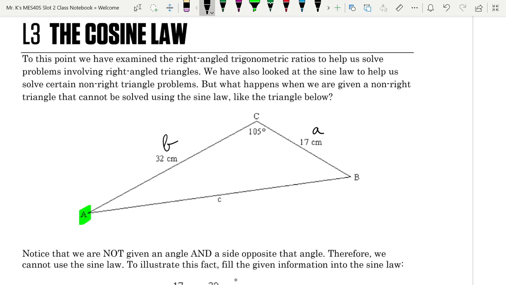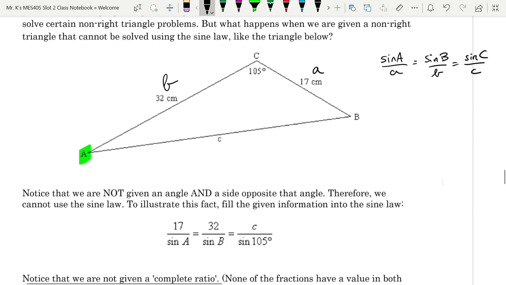Well, the formula for sine law is sine A over A equals sine B over B equals sine C over C, right? That's the formula. Okay, now in the next step, we can scroll down a bit. Put all the numbers in here that you know. So they did it for you. You don't have to write it down.